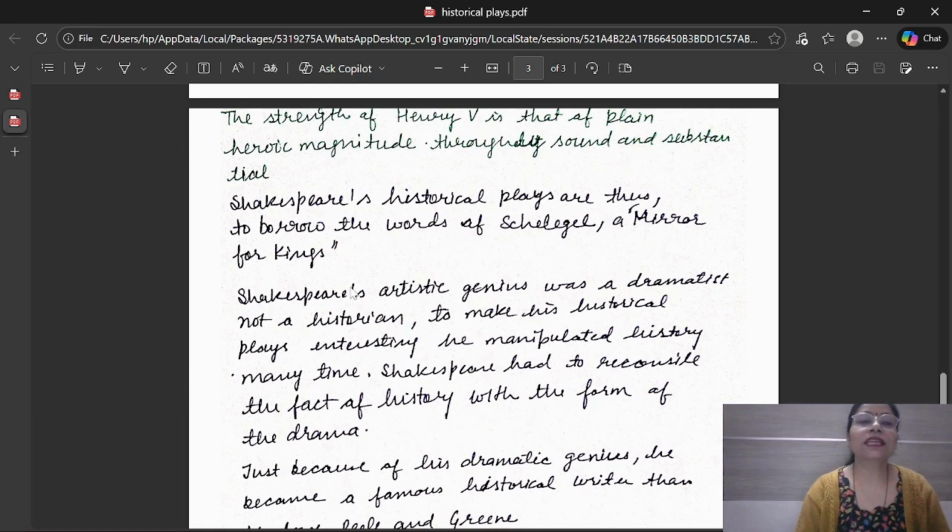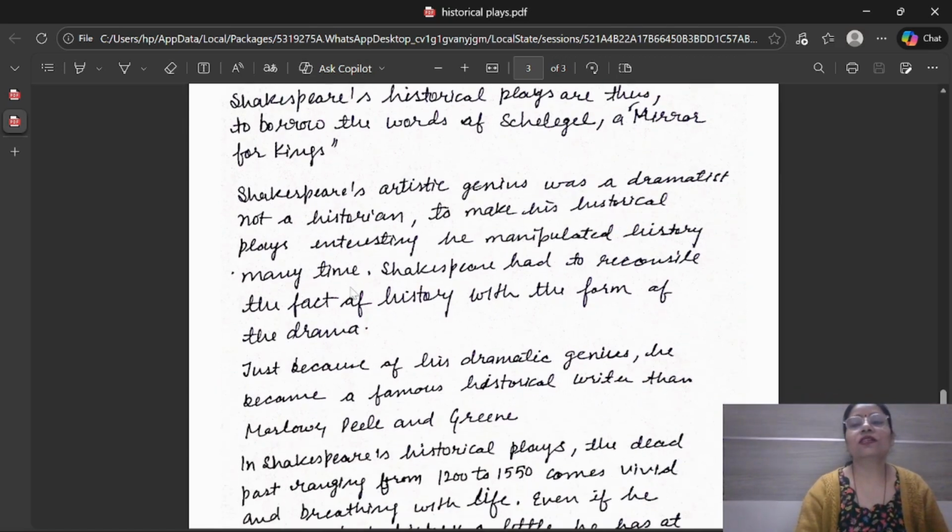Shakespeare's historical plays are thus, to borrow the words of Schlegel, you already know that Schlegel was the German literary critic and philosopher, a mirror for kings. These are the words spoken by Schlegel about Shakespeare's historical plays. Shakespeare's artistic genius was that of a dramatist, not a historian. To make his historical plays interesting, he manipulated history many times.